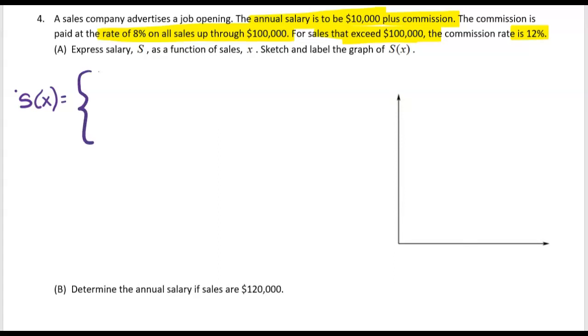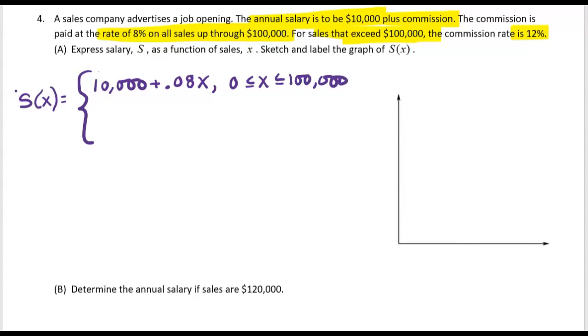Okay, and we're going to have two scenarios. The first scenario is pretty easy to set up, I think. It's $10,000 plus 8%. Make sure you change that to the decimal of your sales, which are x. Okay, and this is going to be applicable when you have sales between 0 and 100,000. Okay, and there's the first piece. I think that's pretty straightforward.